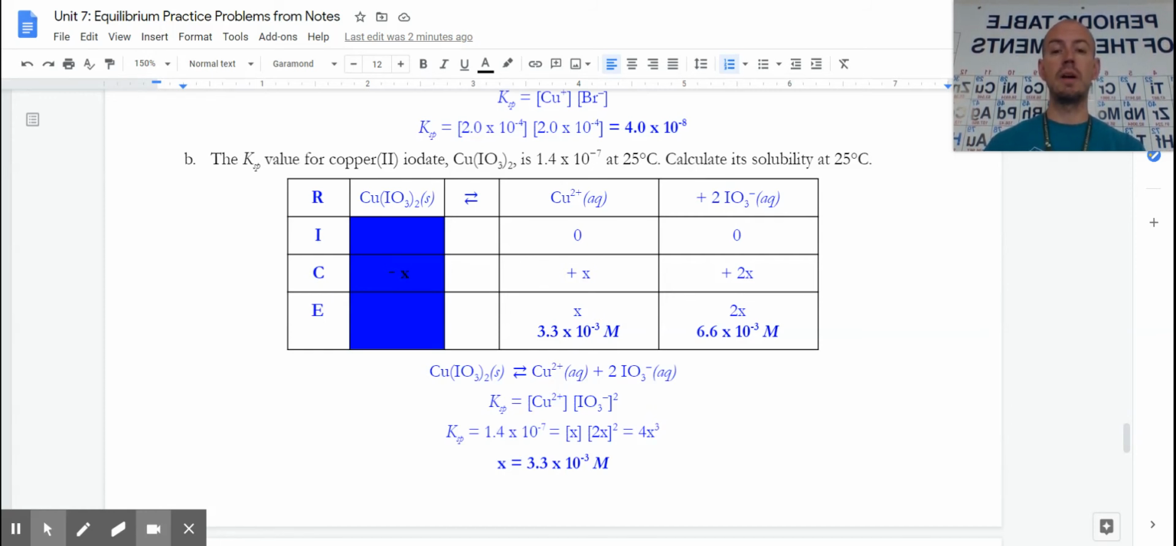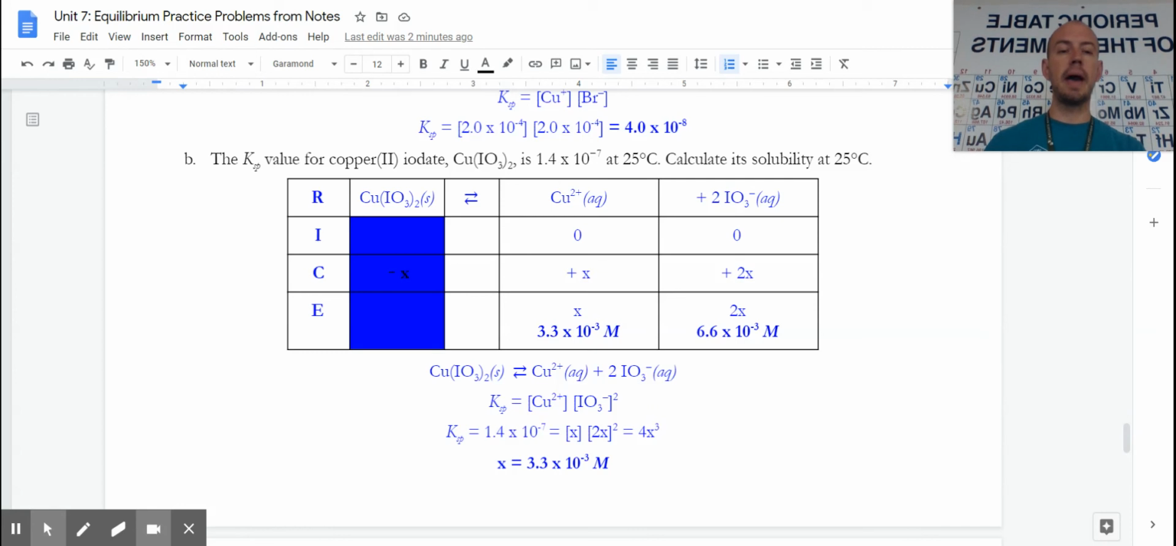So we need to remember that, and we need to remember that the 2 is inside those parentheses. So the 2 gets squared and the x gets squared, and then we multiply it by another x, so it comes out to 4x cubed. The Ksp value is given, so then we divide that by 4, we do the cube root, we get x. The moles of solid per liter, the molar solubility that can dissolve, is 3.3 times 10 to the negative third.